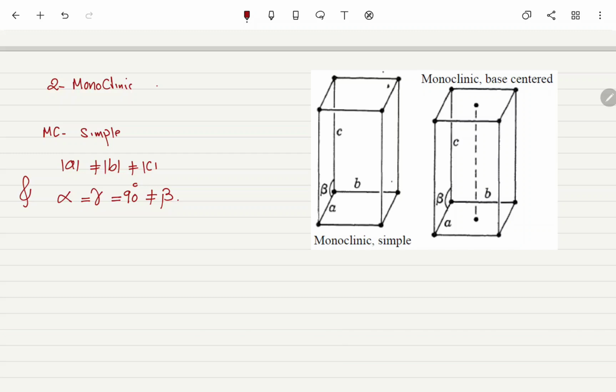Now the other type of monoclinic is the base centered, this one here. Right in the middle of the bases, top and bottom here, we have an atom like this one here, and same rule: A does not equal B, does not equal C, and alpha equals gamma equals 90 degrees, but not equal to beta.